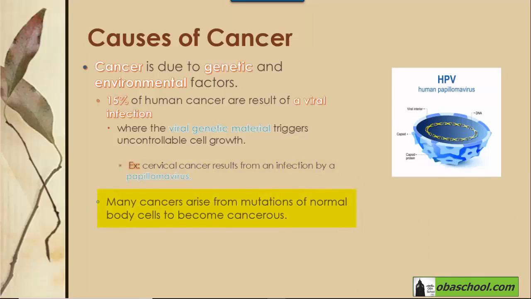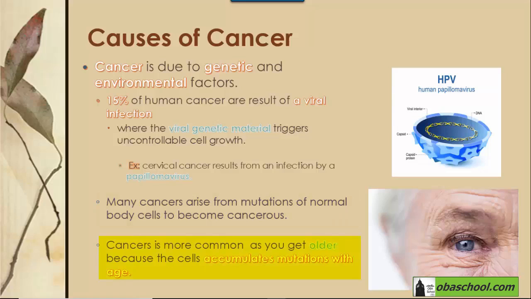Another cause besides viruses is mutations of normal body cells that become cancerous. As you get older, cancer becomes more common because you keep accumulating these mutations until at one point they are enough to trigger cancer.